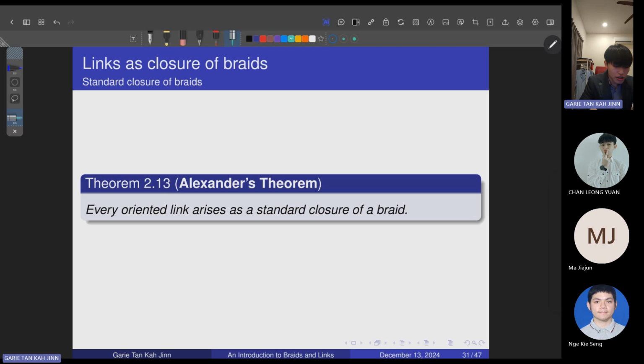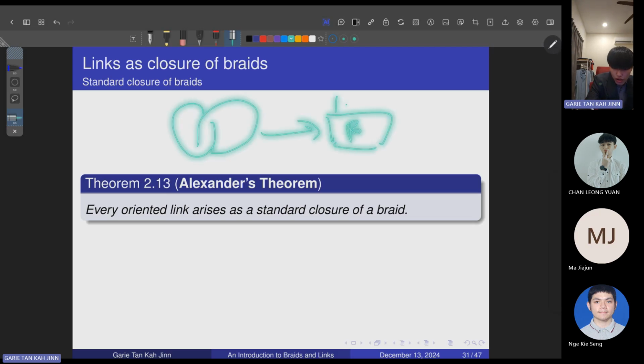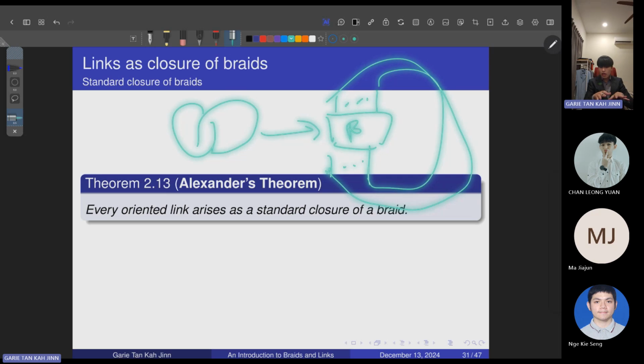Now the Alexander theorem tells us that every oriented link can be represented as the standard closure of a braid. Let's say that I give you this Hopf link again. You can surely represent it as this beta. I don't know how many strings it contains, but I can identify it and represent it like that. Then by this theorem, we will naturally ask one question.